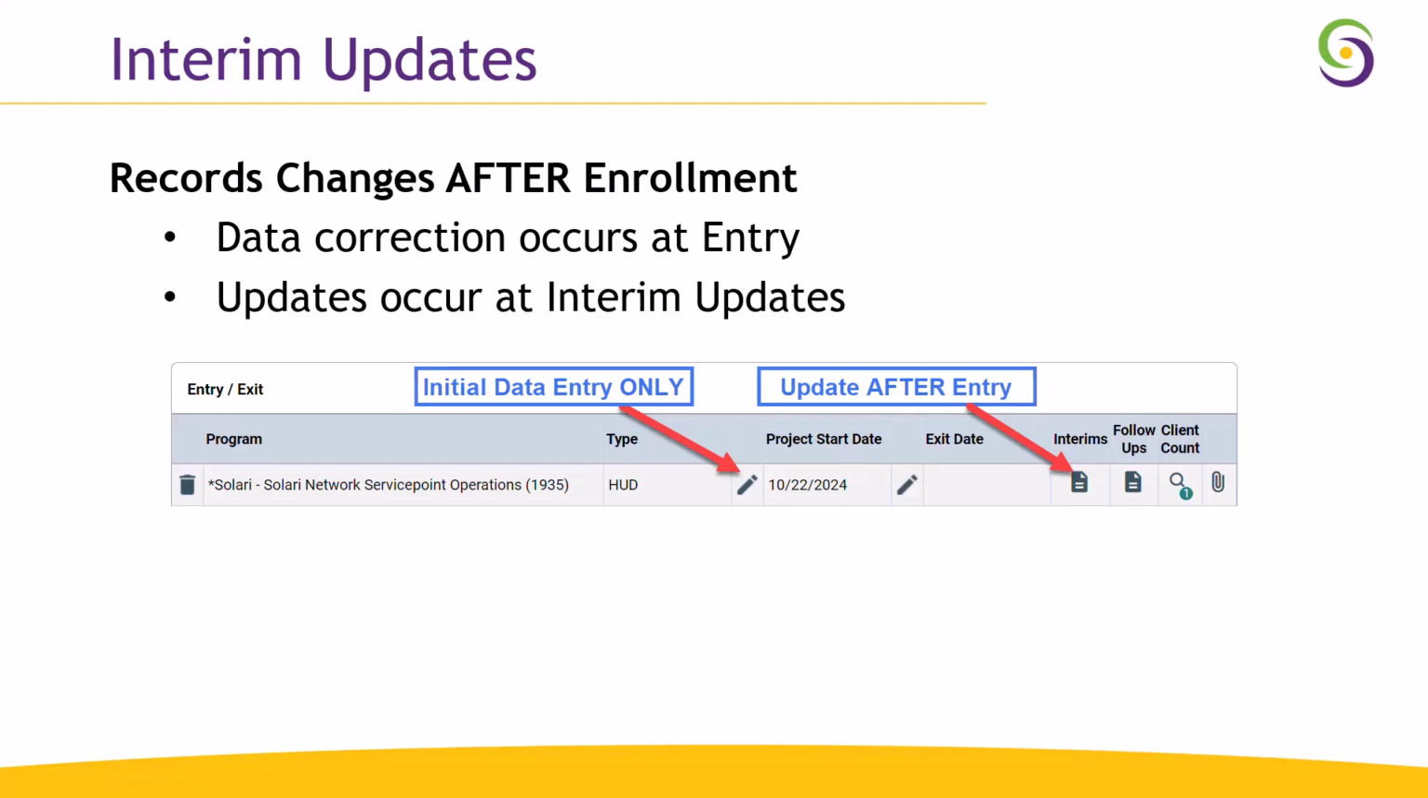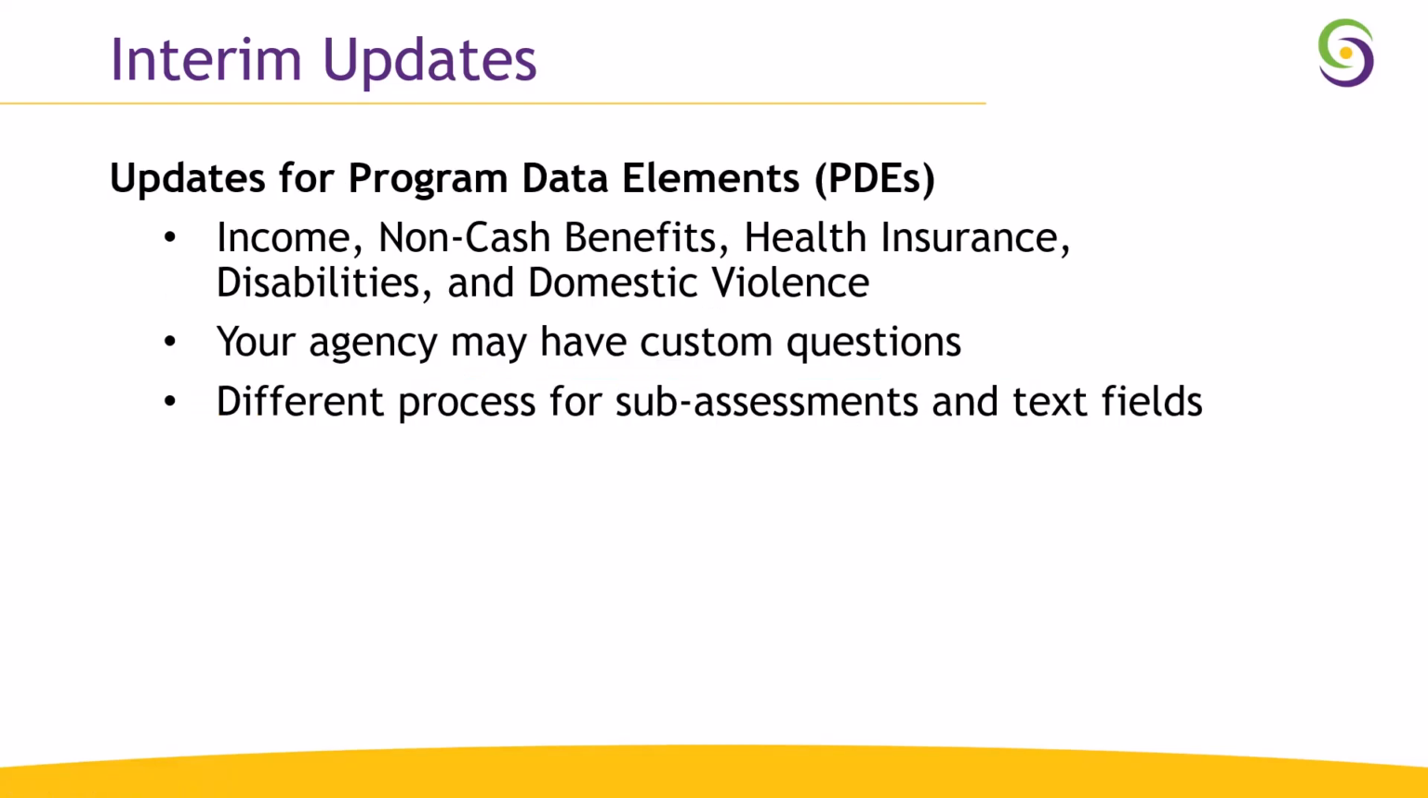As it says, we want to make sure that data correction occurs at entry, but any actual updates to a client's record, information such as income, non-cash benefits, and so forth, will occur at interim updates. As you can see, there's a little icon called Interims, and this is where we're going to make updates after entry.